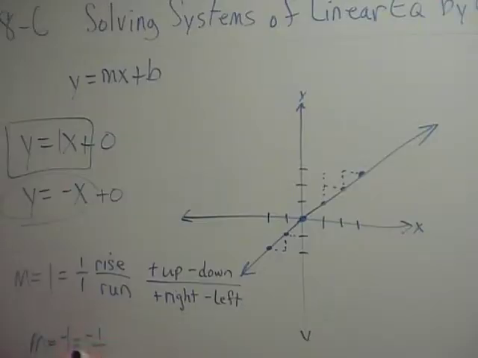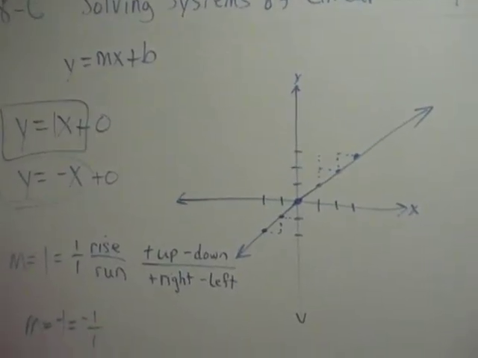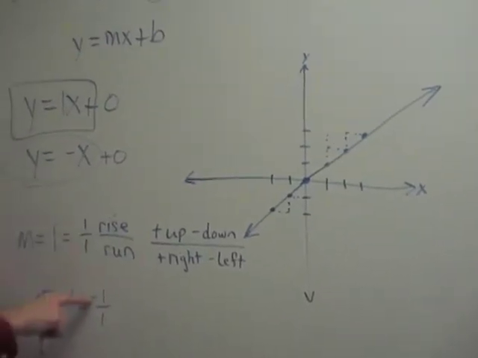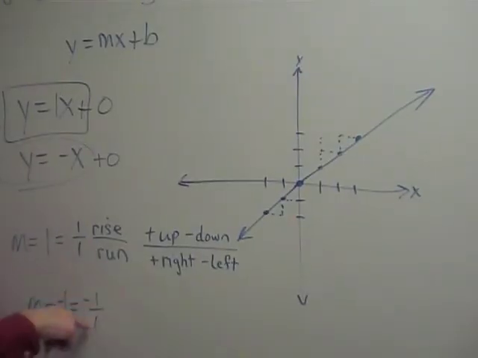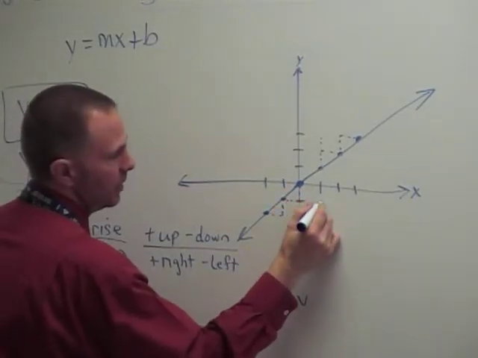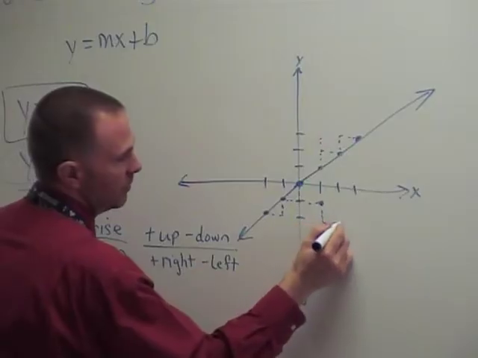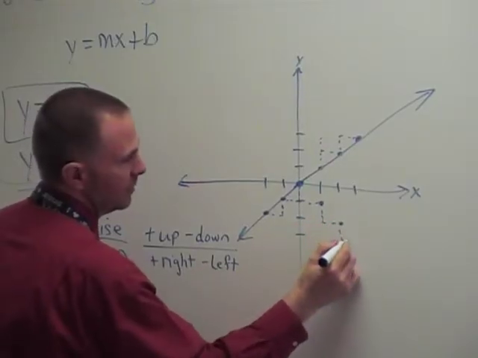Negative 1 over positive 1. So now from 0, we're going to fall 1 and run to the right 1. Down 1 and to the right 1. Down 1 to the right 1. But now those lines don't do the same thing.